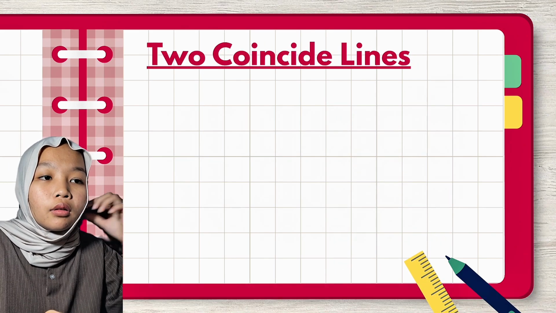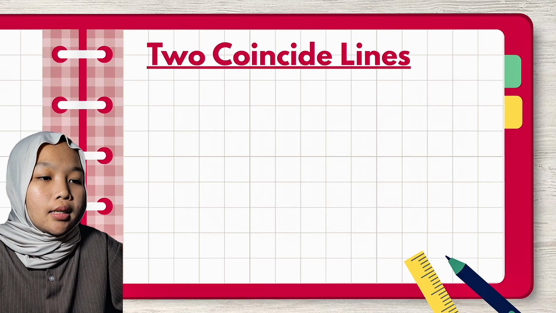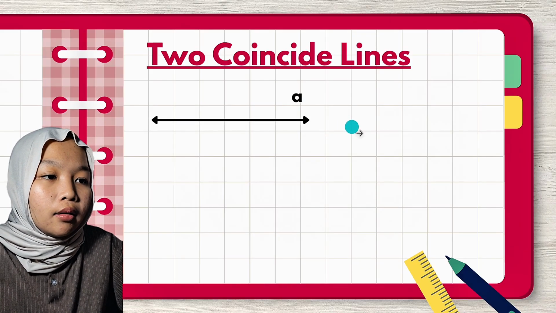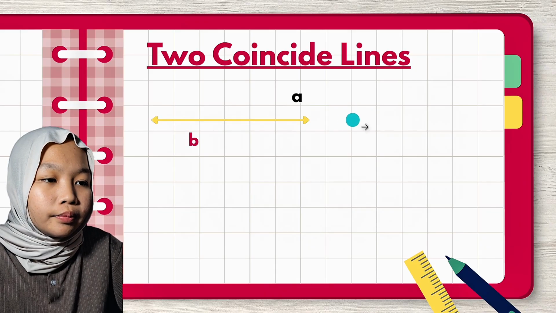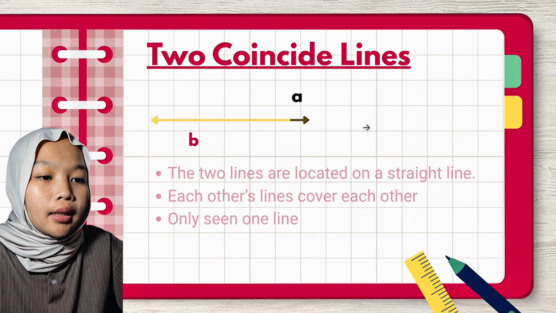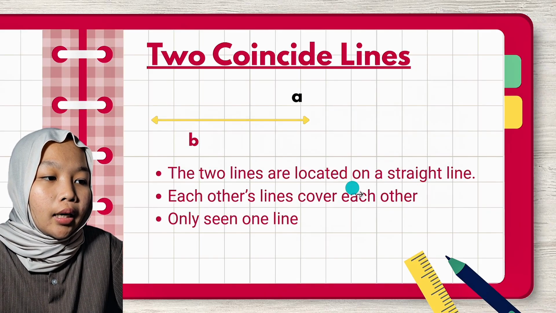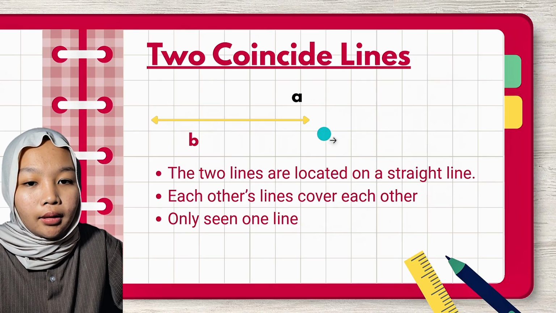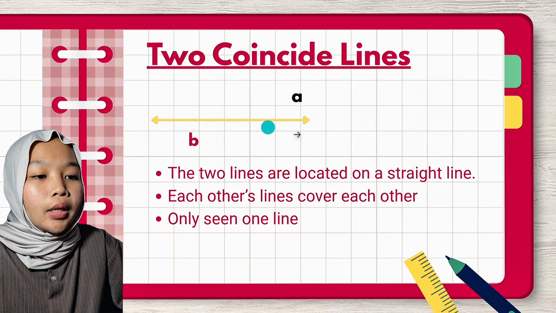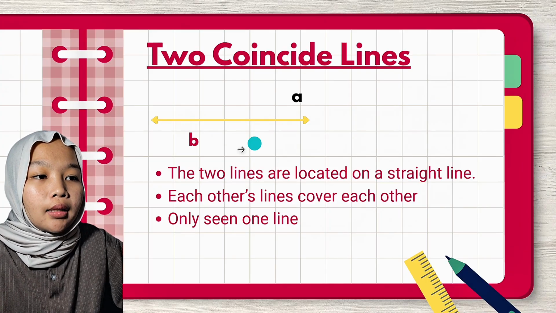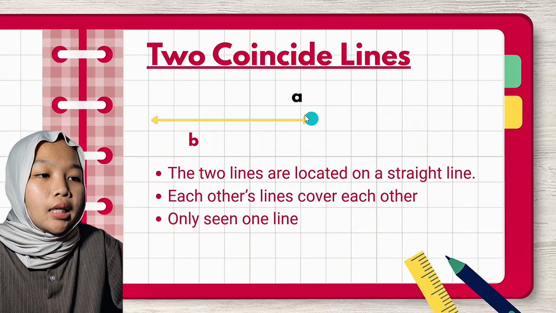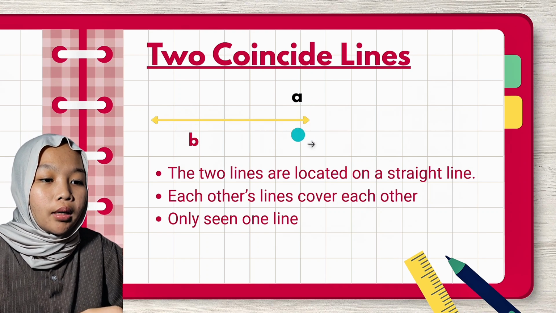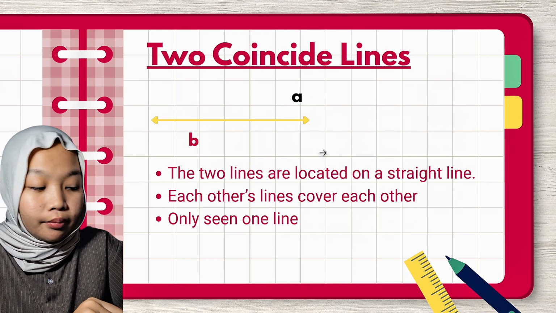Okay, next, two coincide lines. The illustration is like this. There is a line A in here, then there is a line B here. Two coincide lines are two lines that are located on the same straight line. So line A and line B are located on a straight line. Each line covers the other. So line B covers line A, while line A covers line B, and only one line is seen.